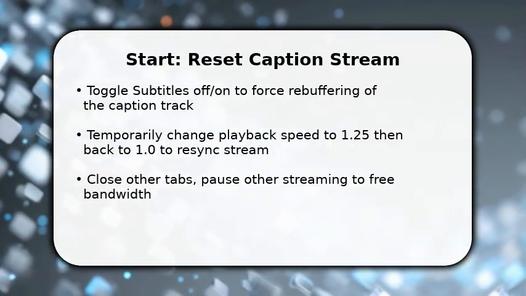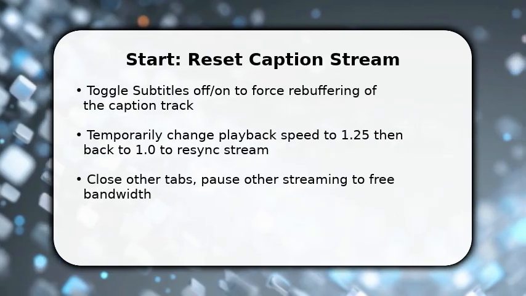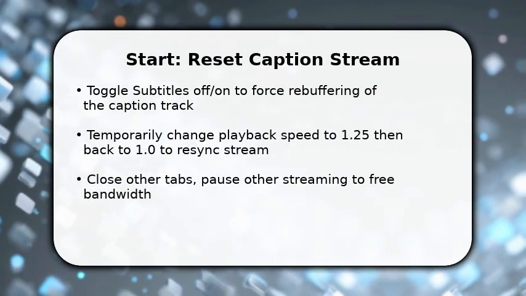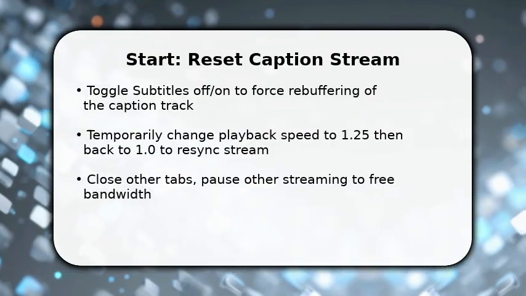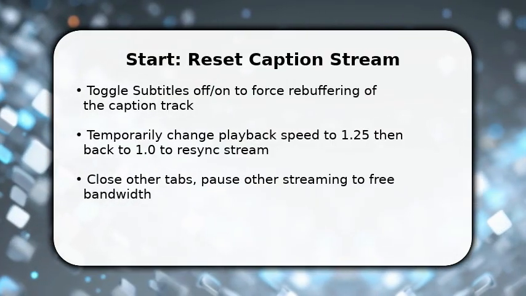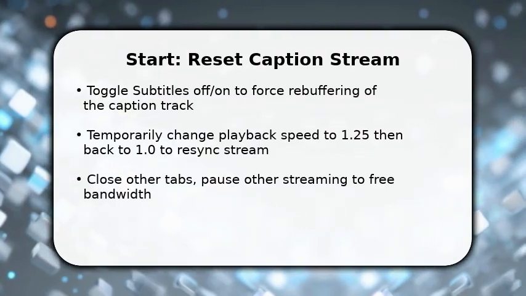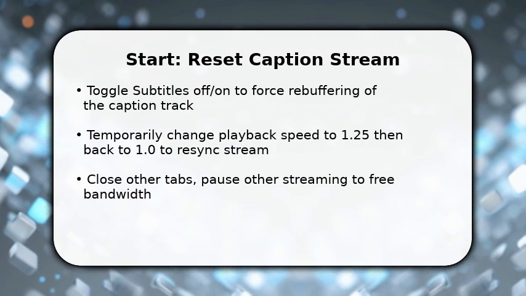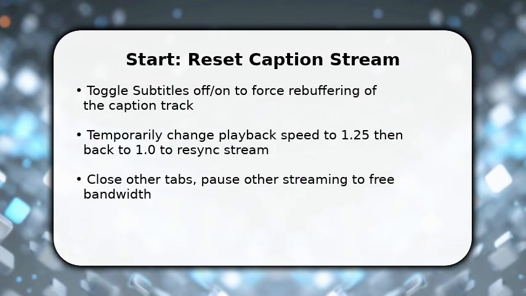If that doesn't snap them back, change playback speed to 1.25 and immediately return to 1.0. That reinitializes the decoder. Once done, make sure no other heavy uploads or streams are running, so the player can fetch subtitle packets without delay.